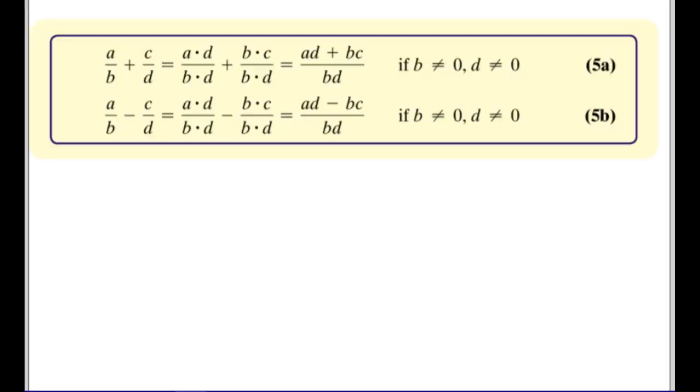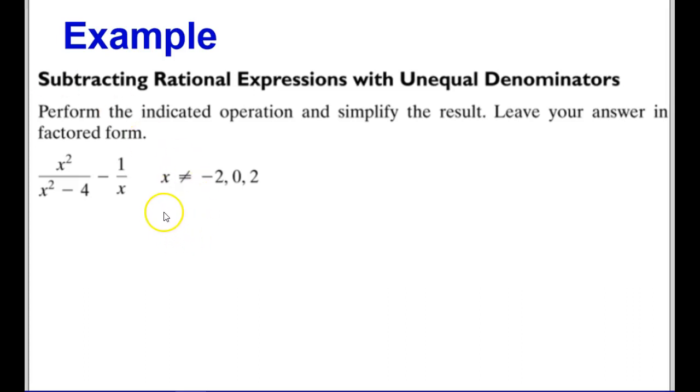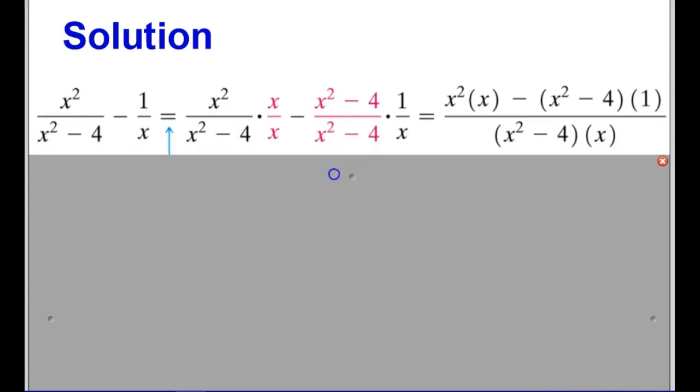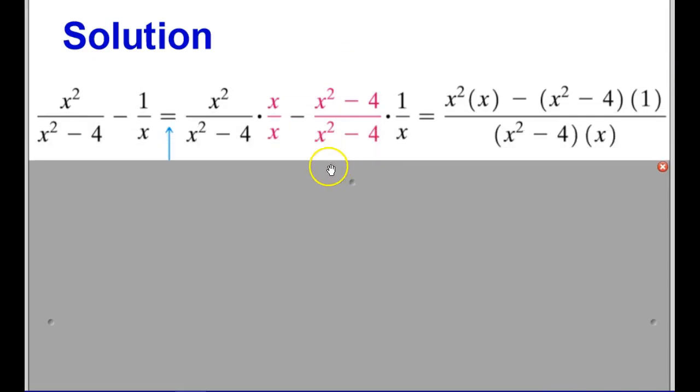So now what do we do when I don't have common denominators? I first have to create a common denominator. So here I see I'm subtracting, but I do not have common denominators. So the first step is I have to create those common denominators in order to add or subtract. So I want to go ahead and use my common denominator of all of it together. So my common denominator is going to be x times x squared minus 4.